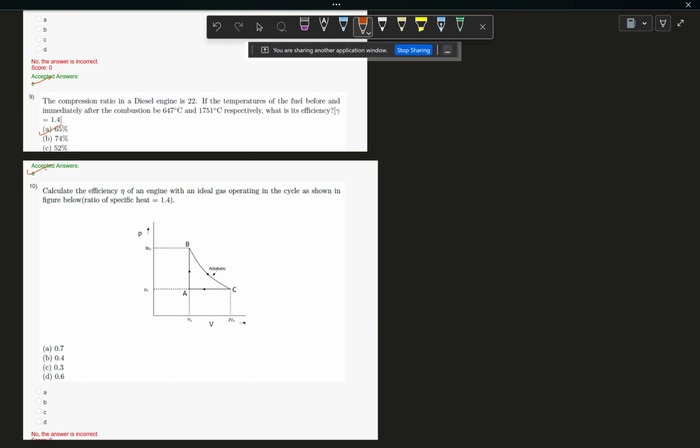So this is a cyclic process of how this engine is working, and from this PV diagram you have to calculate the efficiency of the engine.